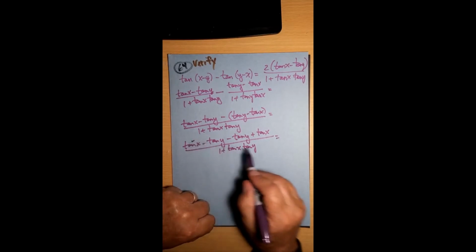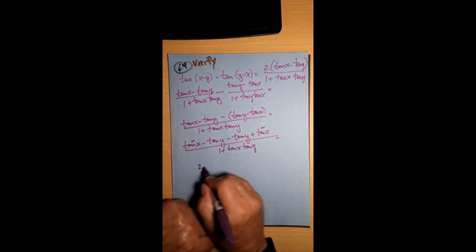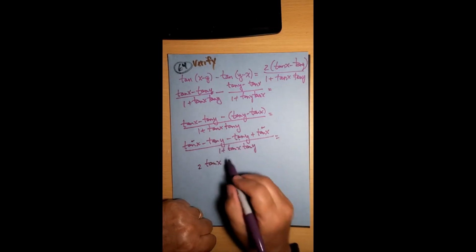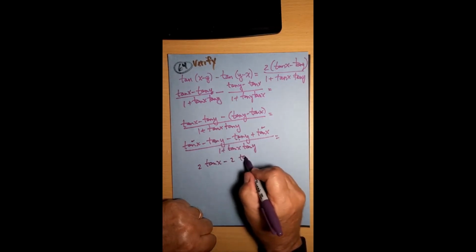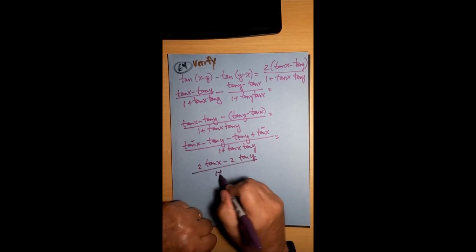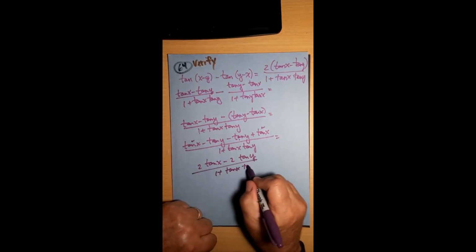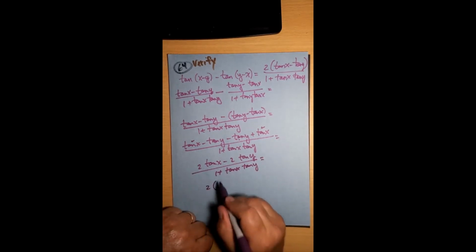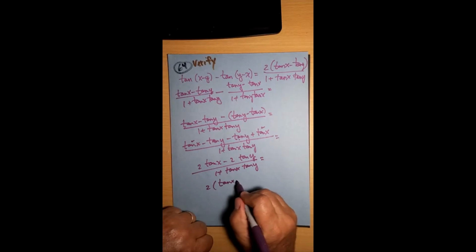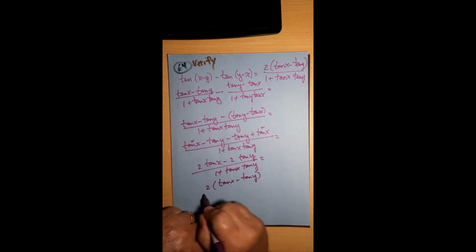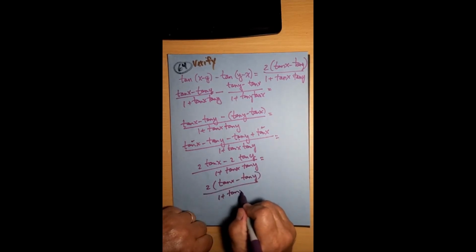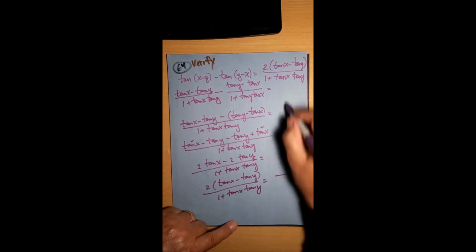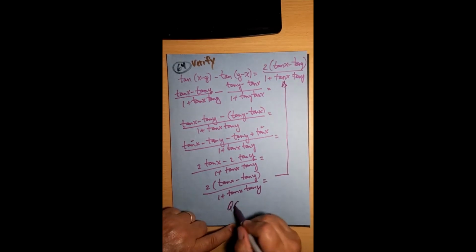I've got a tangent x and another tangent x, so there's two tangent x's. Got a negative tangent y and a negative tangent y, so there's a -2 tangent y over 1 plus tangent x tangent y. Factor out that 2: 2 times the quantity tangent x minus tangent y over 1 plus tangent x tangent y. And that's what we're trying to get. QED.